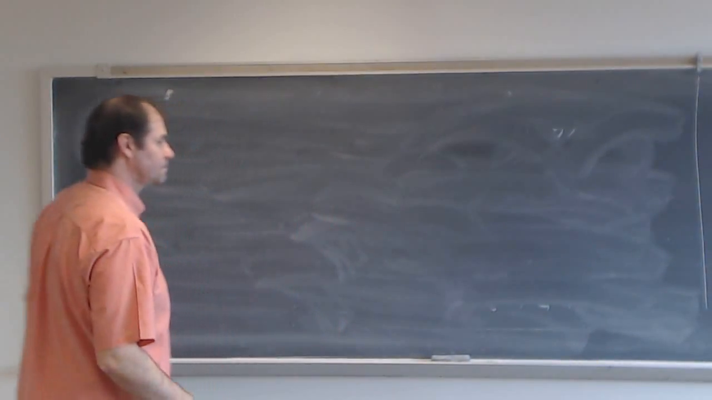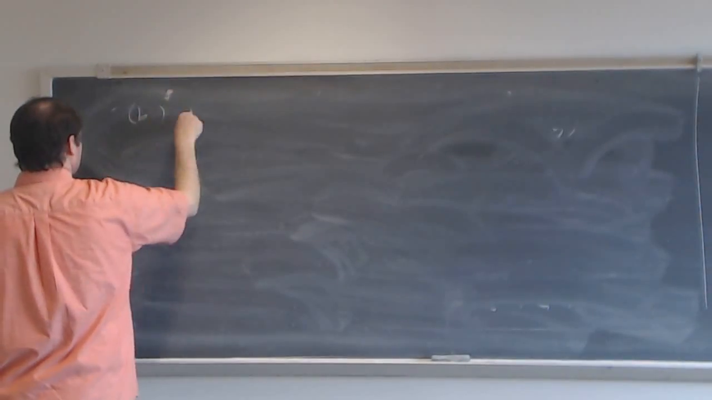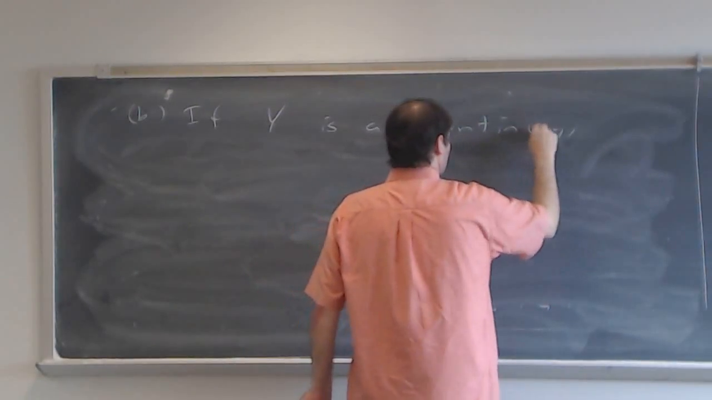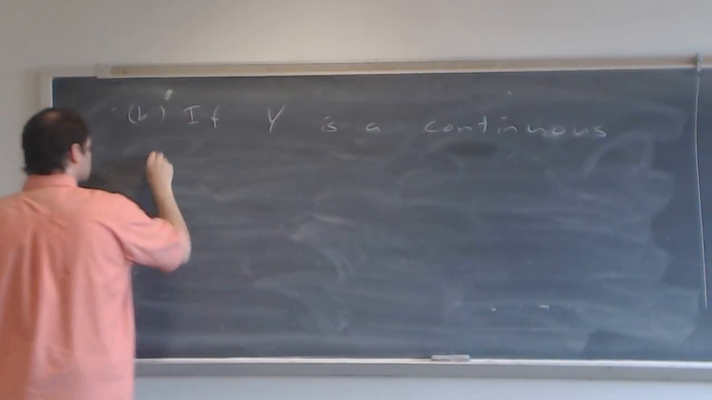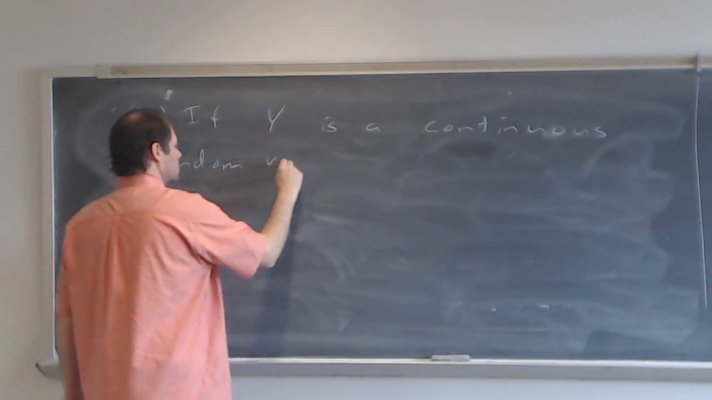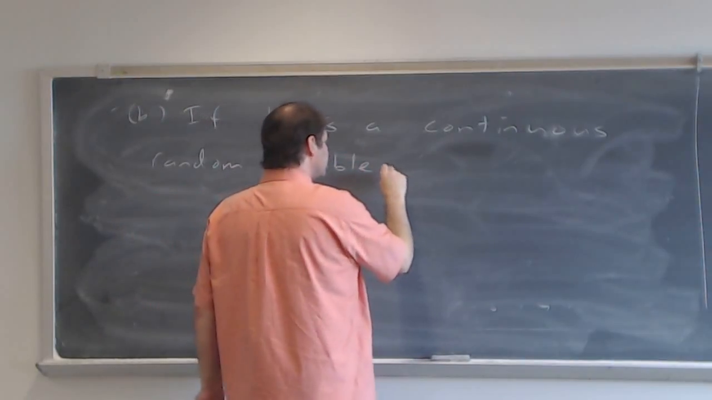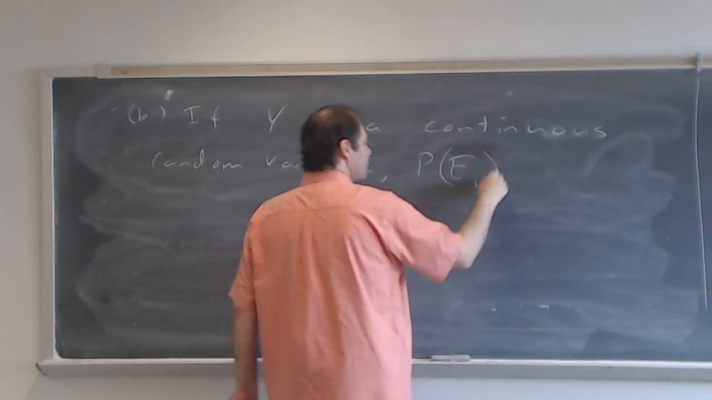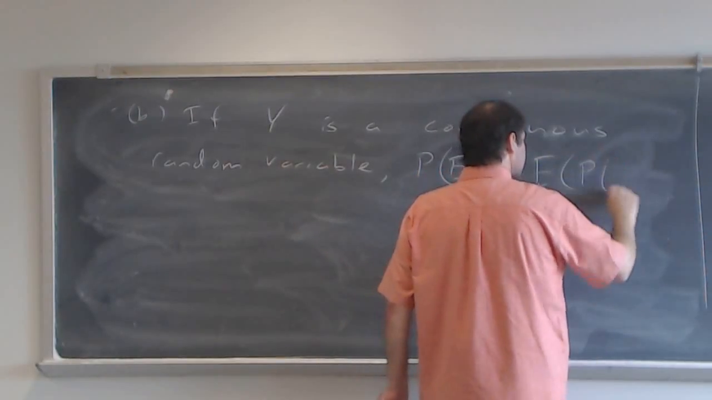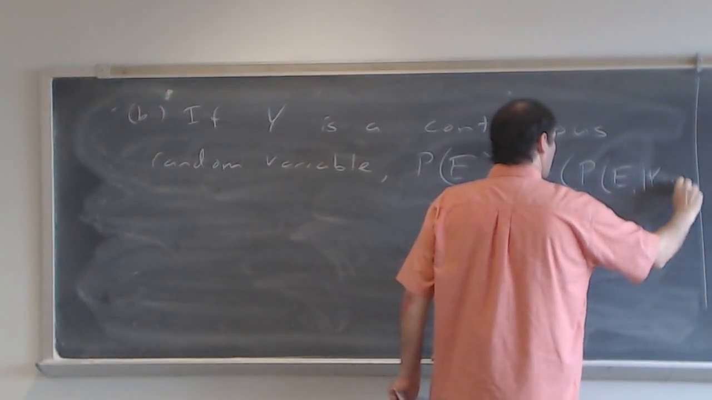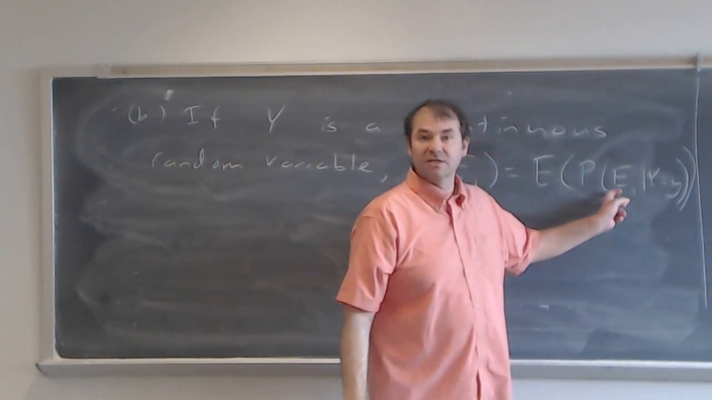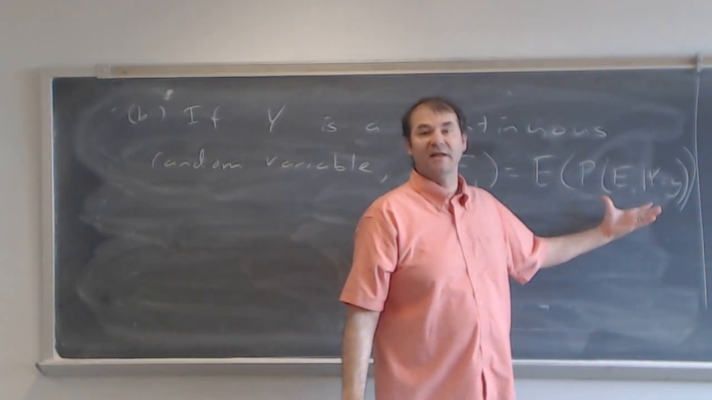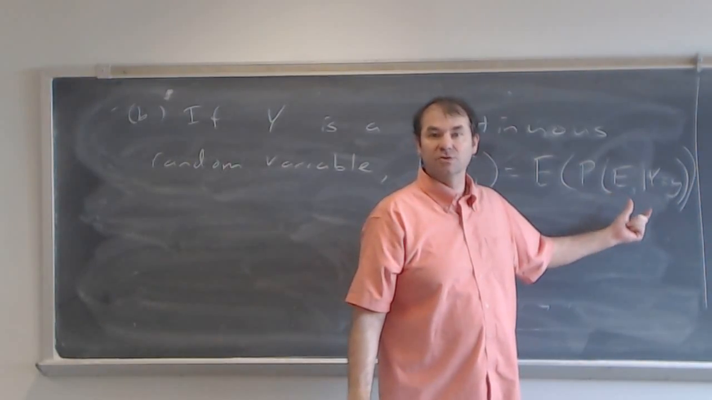So for part B, why is a continuous integral? We've already shown that the probability of E sub 1 is equal to the expected value of the probability of E sub 1 given Y equal to y. Again, this conditional probability, we're thinking of that as a random variable that's a function of y.